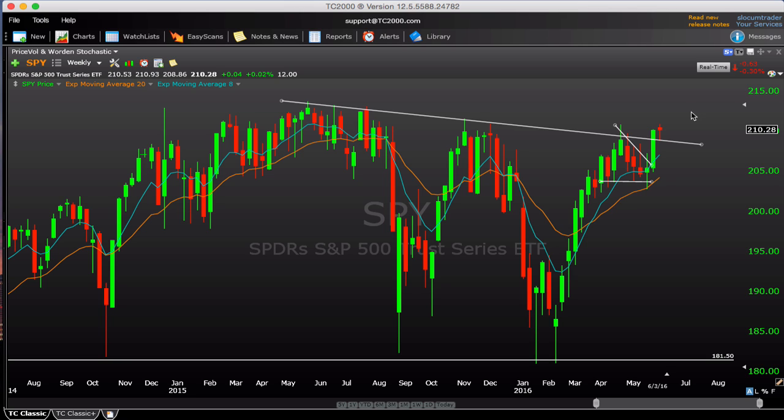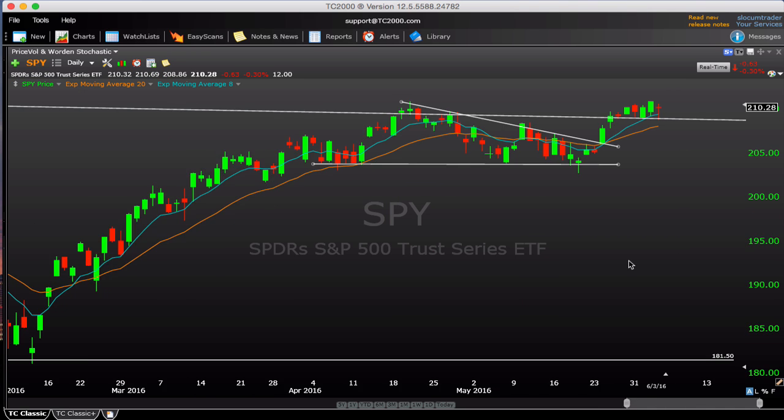S&P 500 weekly time frame closed up 2 basis points. So basically flat on the week. Notice the candle here. We spent most of our time actually sort of defending support down at this 209 level. So let's take a look at the daily time frame.